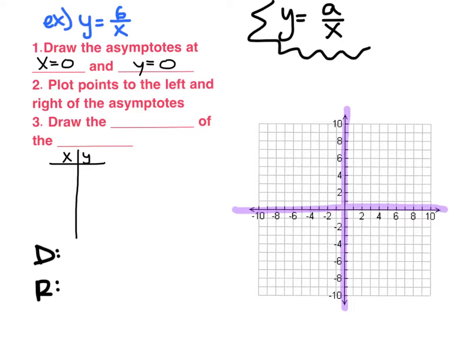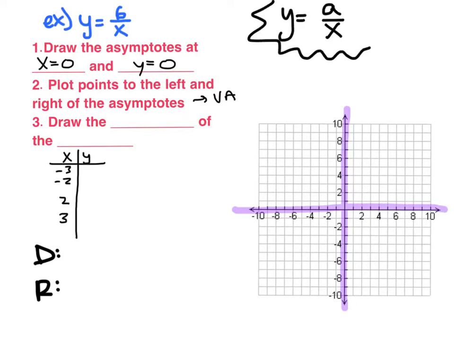Alright, so here we look at the vertical asymptote only. I need 2 points to the left of that vertical asymptote. And if you think about it, I'd like to choose 2 points that 6 is easily divisible by. Right? So I'm going to choose -3 and -2. 2 points to the right of the vertical asymptote would be like 2 and 3. So let's make a note that whenever it says plot 2 points to the left and right of the asymptotes, you're really just looking at the vertical asymptote.